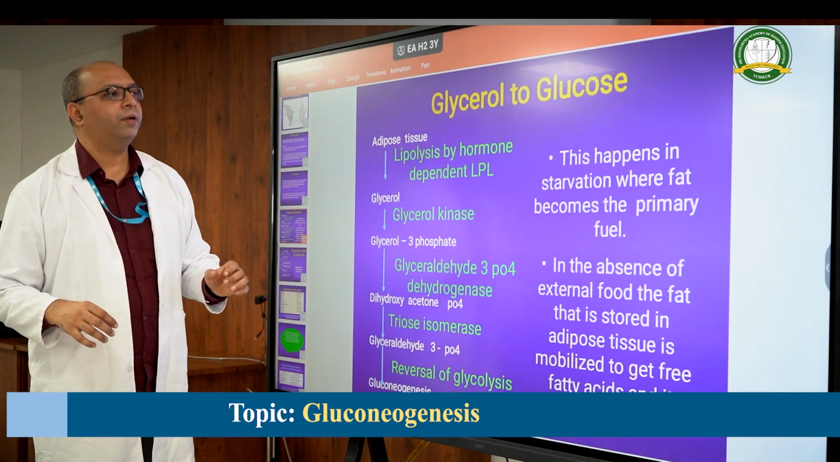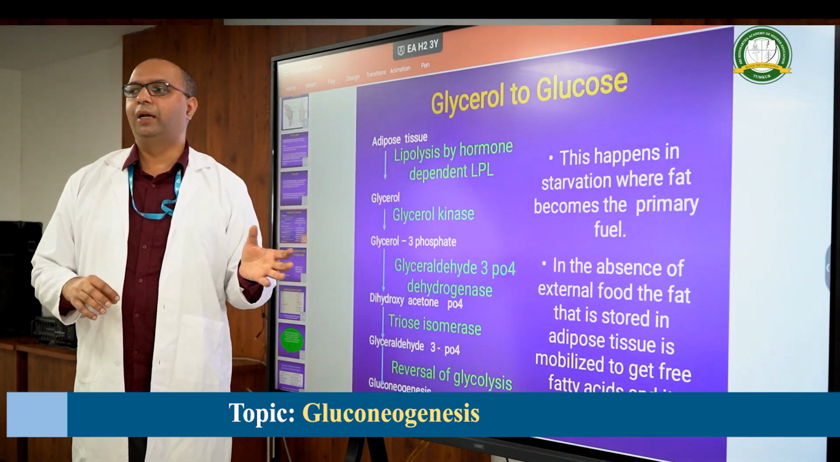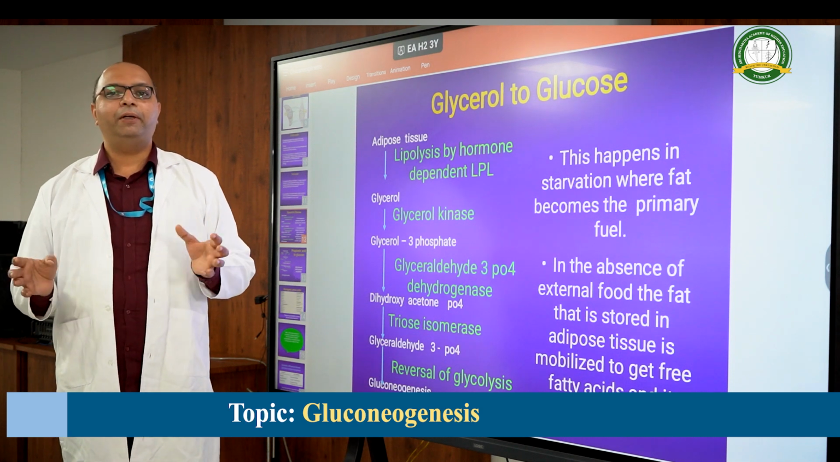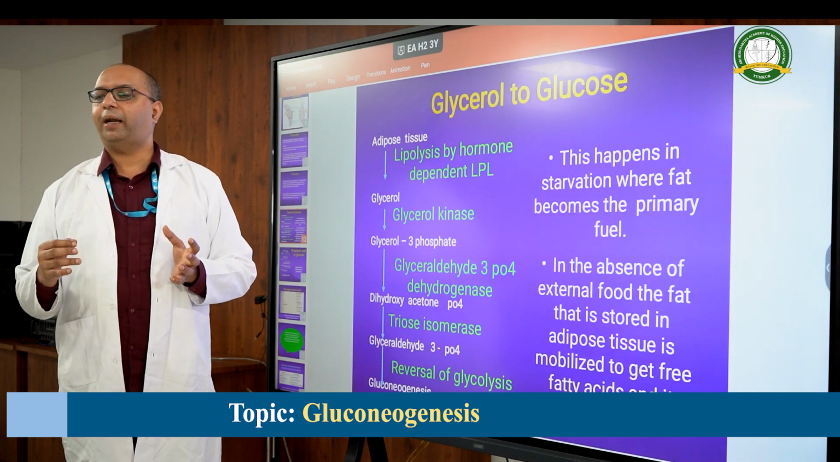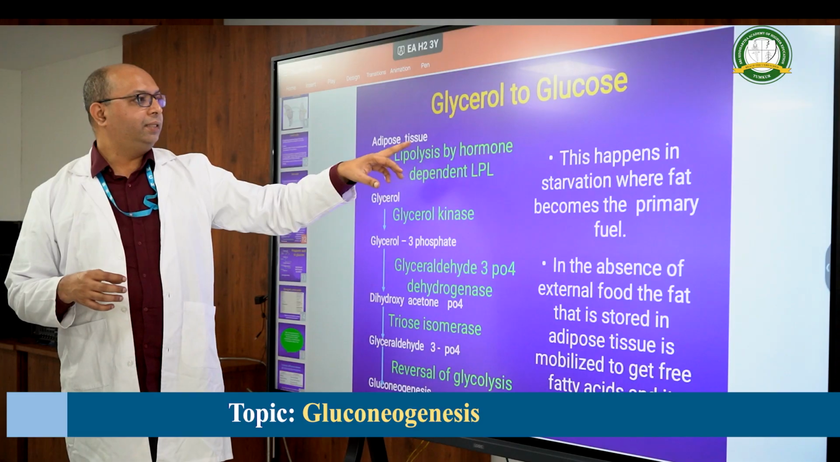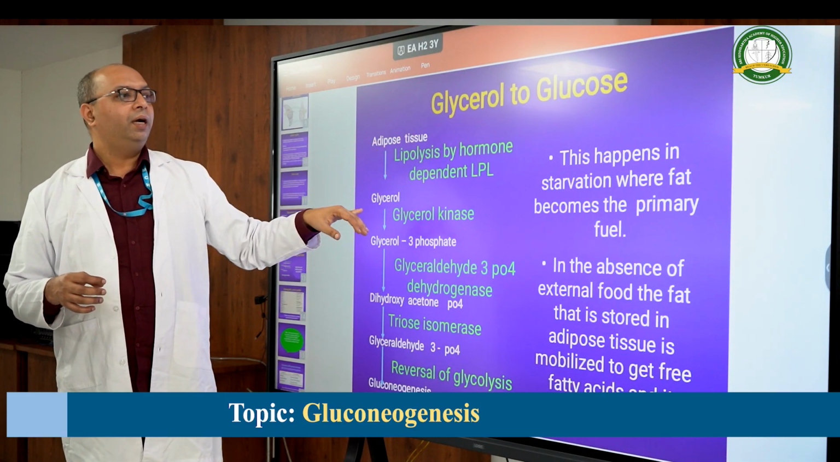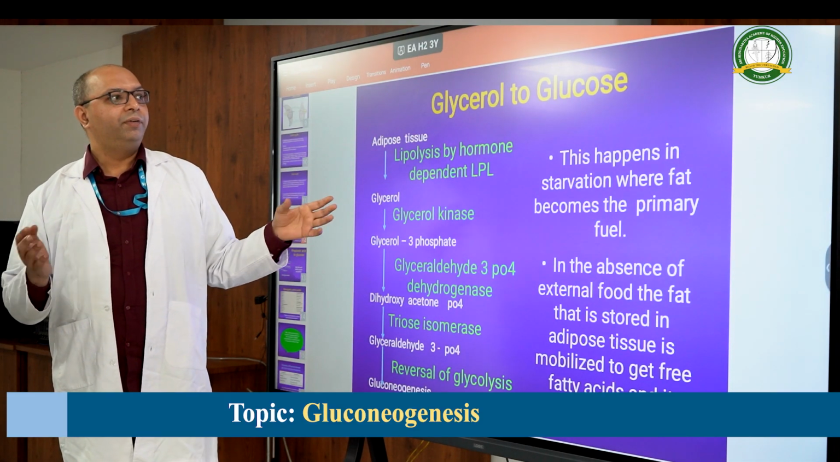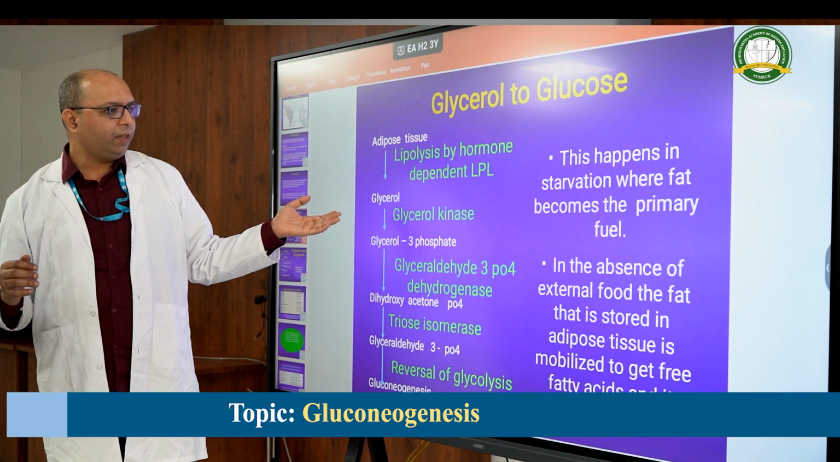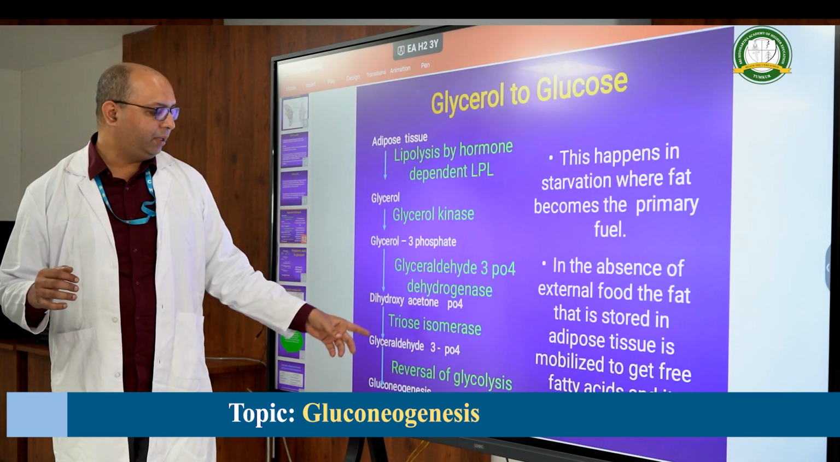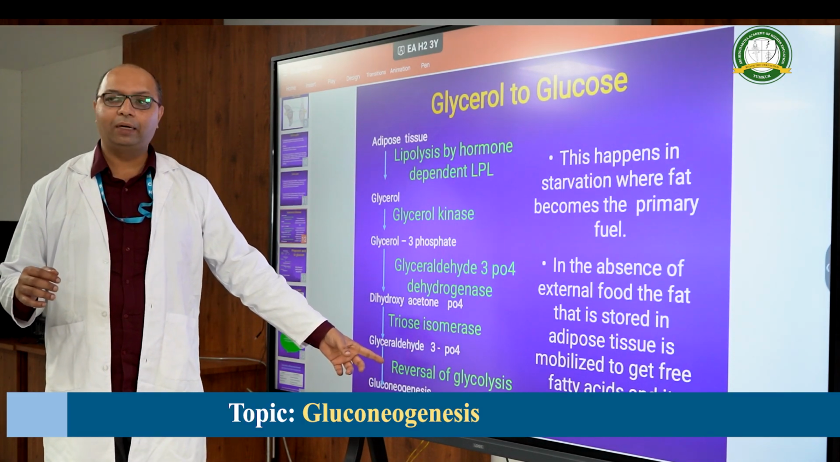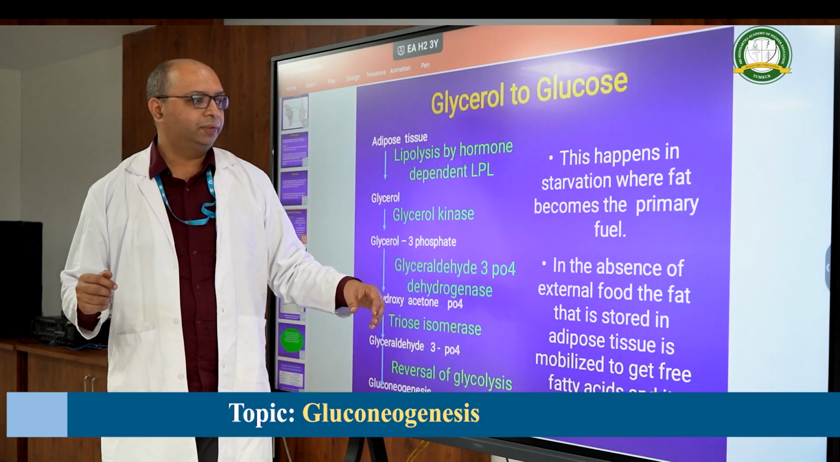How will glycerol give rise to glucose? Glycerol is obtained by the breakdown of lipids, triglycerides. This glycerol will be converted first to dihydroxyacetone phosphate, which will give rise to glyceraldehyde 3-phosphate. Then, by the reversal of glycolysis, you will get glucose.